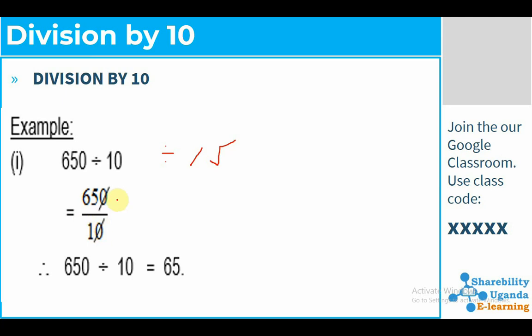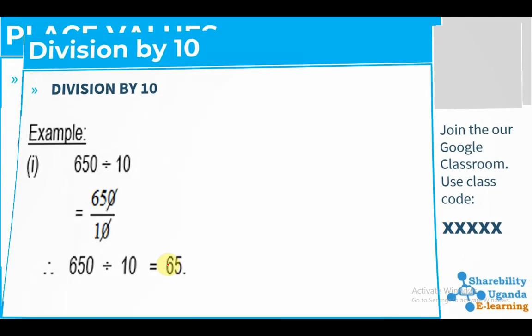When they say divide by 10, we look for the numbers that are the same. When you have a 0 here and a 0 here, automatically they go for marriage. When these go for marriage, they are done. Then we remain with 65 divided by the remaining number, which is 1. When you divide 65 by 1, we get 65. Therefore, 650 divided by 10 is the same as 65. That is understandable, right? So we come to the next one.